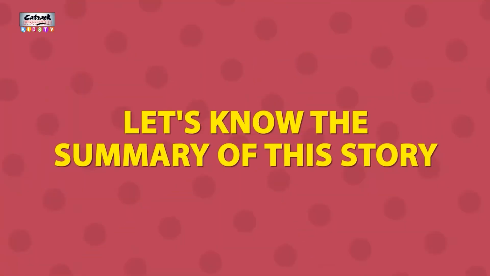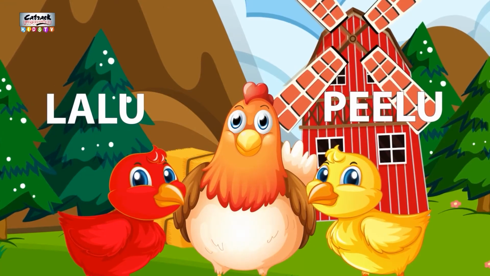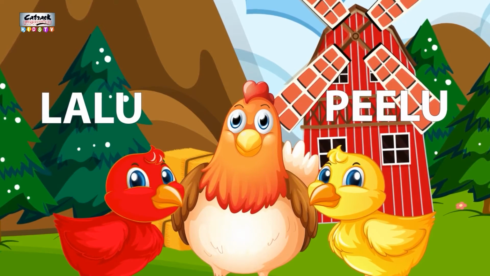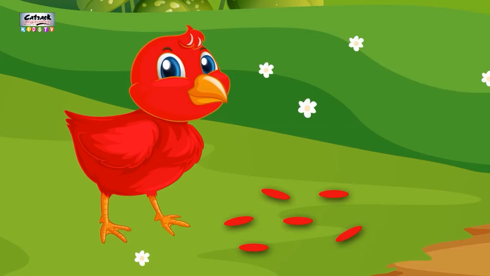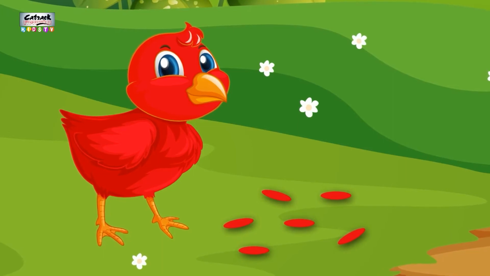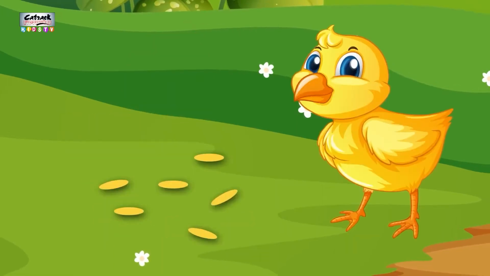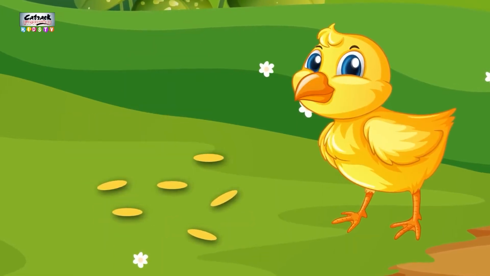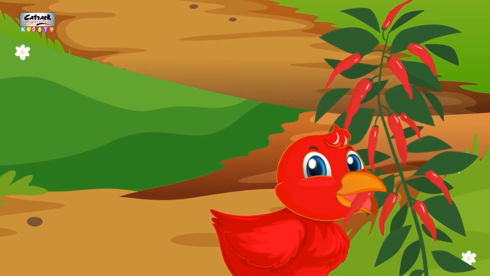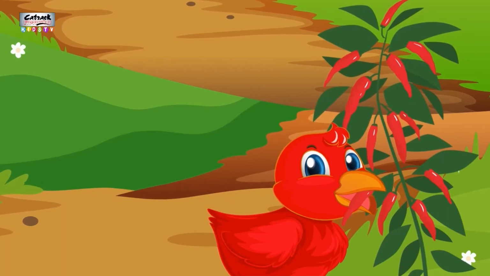Let's know the summary of the story. The story is all about a hen and her two chicks, Lalu and Pilu. Lalu was red in color and he also loved red things. Pilu was yellow in color and he loved yellow things. One day, Lalu ate a red chili.